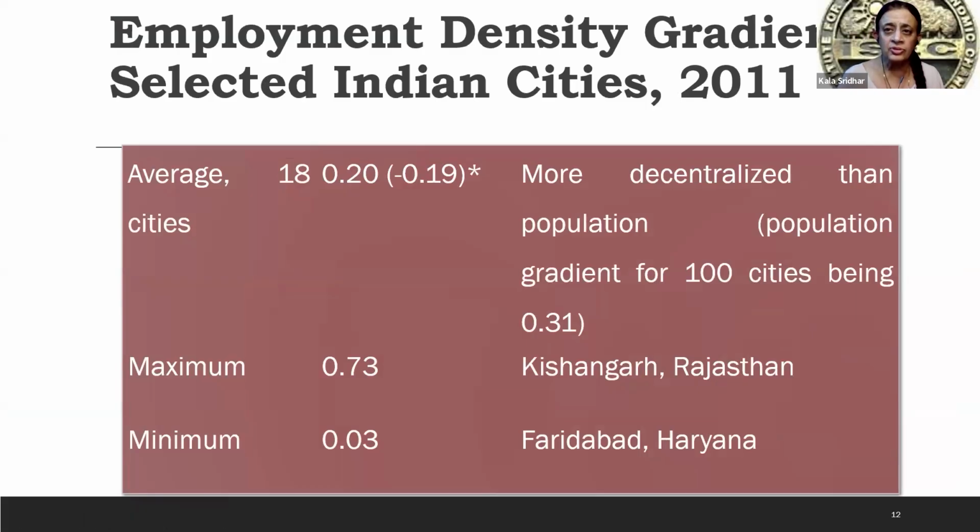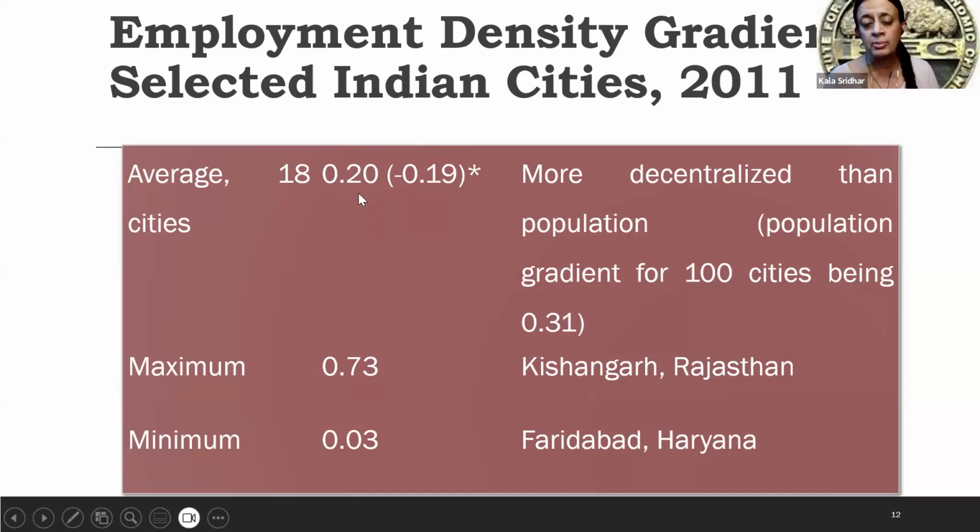Now, the next thing that we see here is employment density gradients, right? So, this is answering our second or third research question, whether employment is more or less suburbanized than population. So now we had only 18 cities here, all India. So what we did was we found that the employment decentralization, the employment suburbanization was to a much greater extent than population suburbanization. This is because the employment density gradient for these cities was only 0.2 when compared to the population gradient for the 100 cities, which was 0.31.